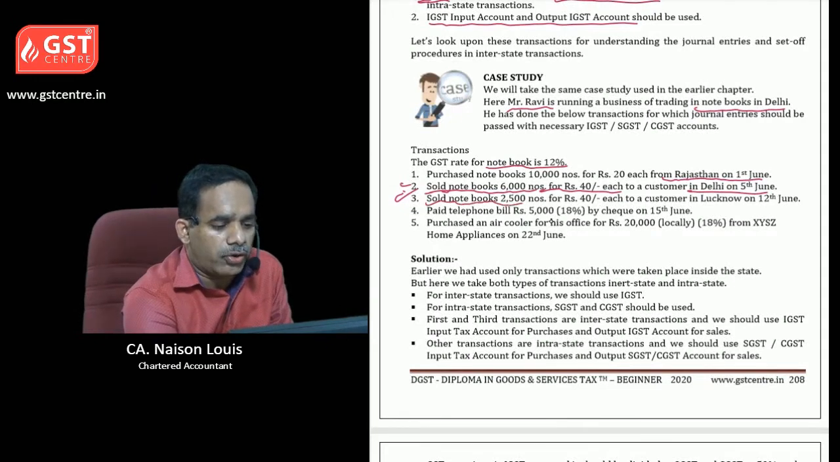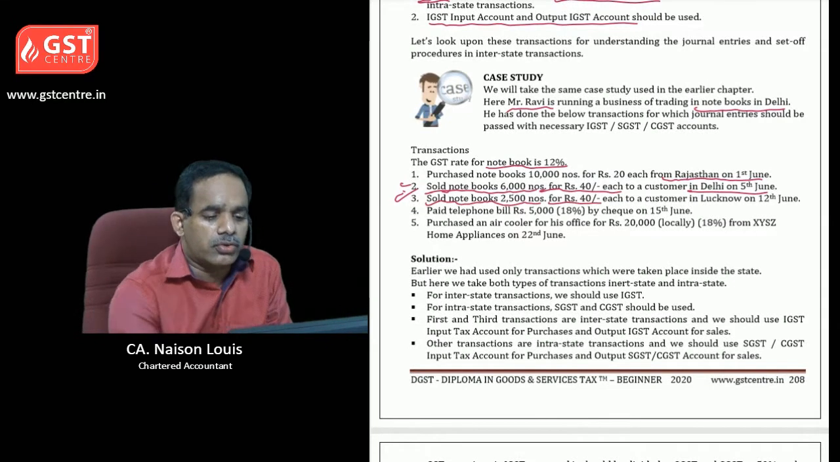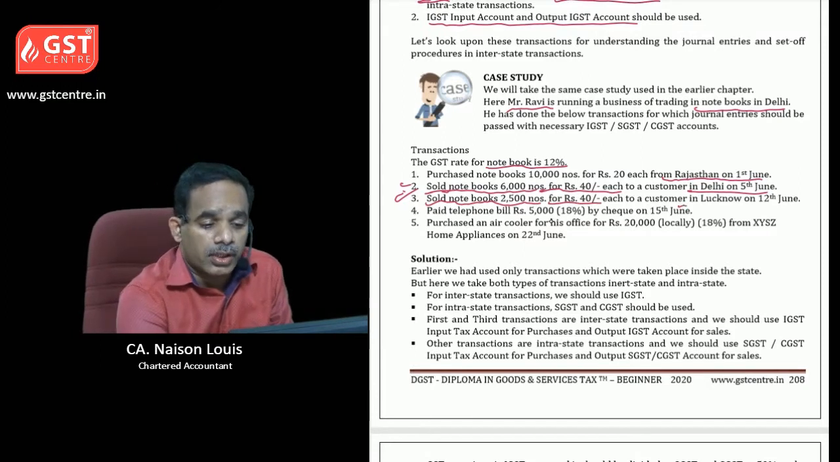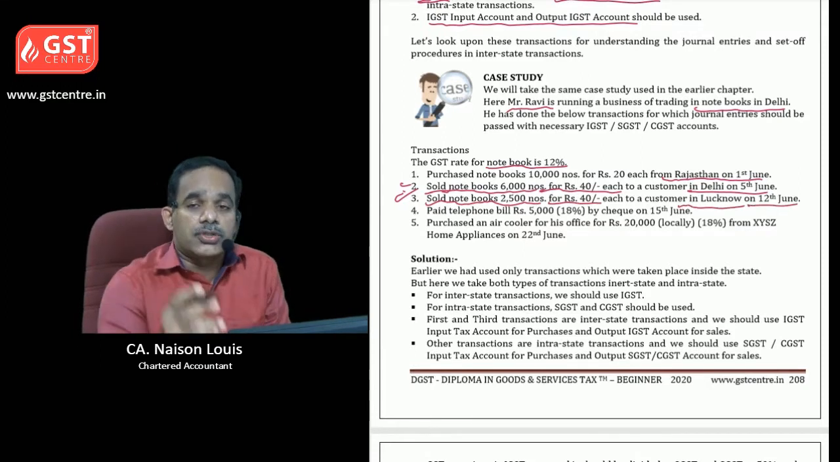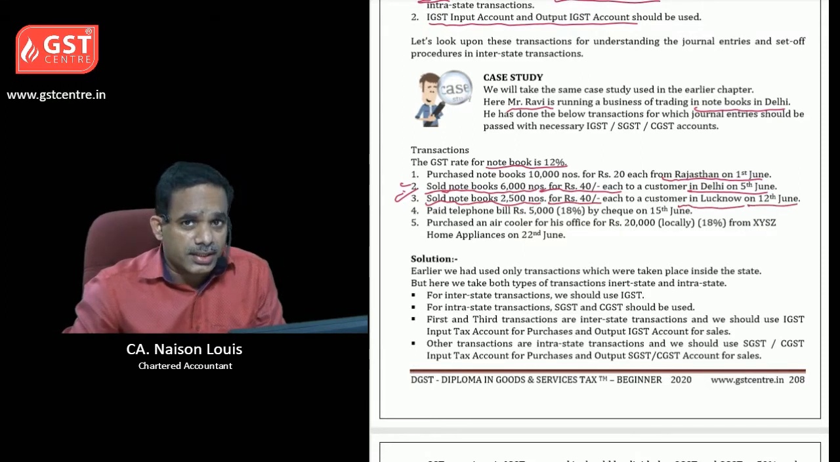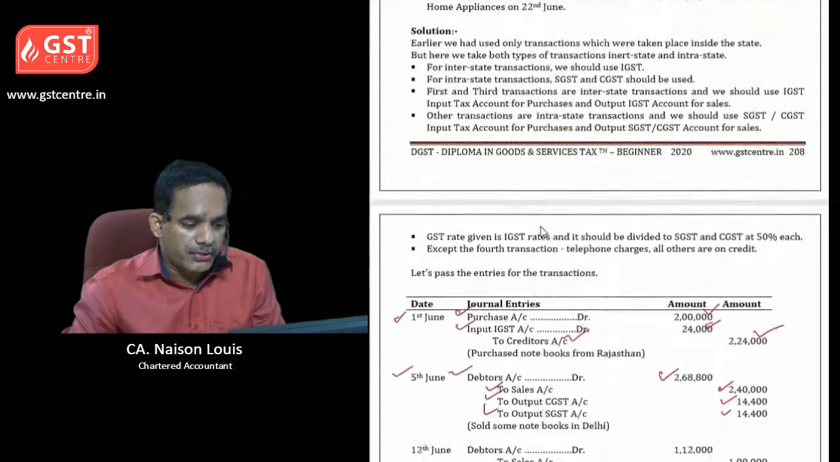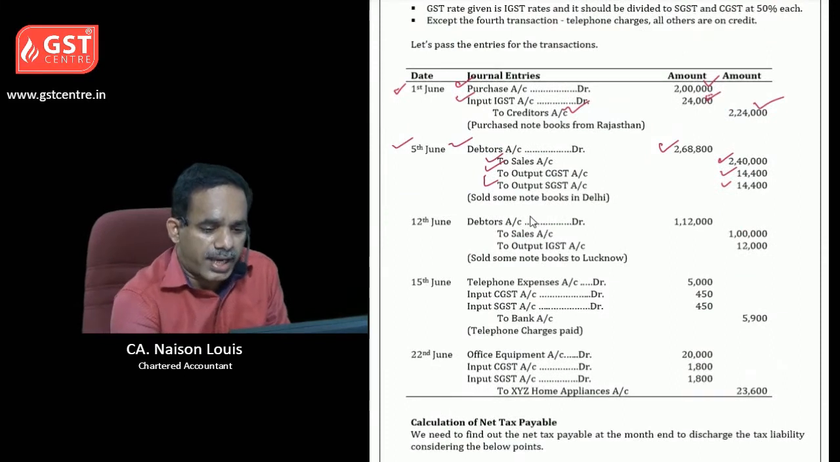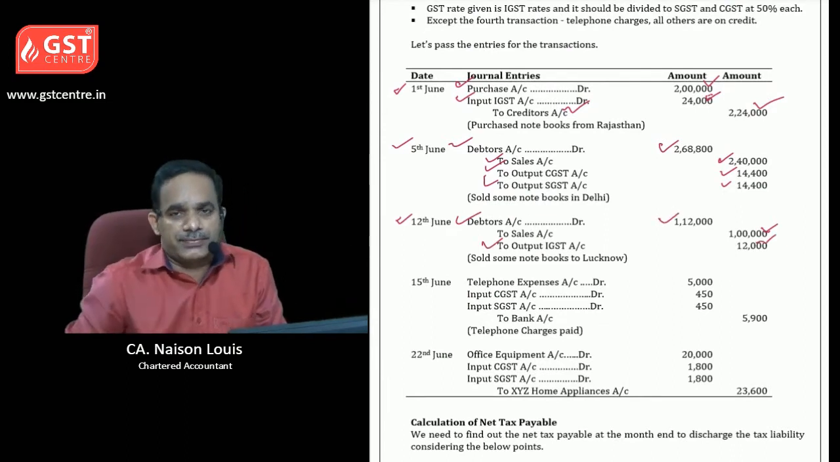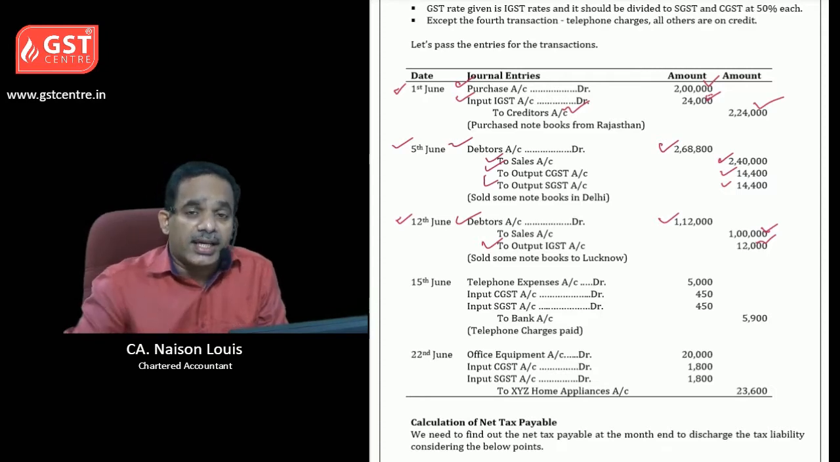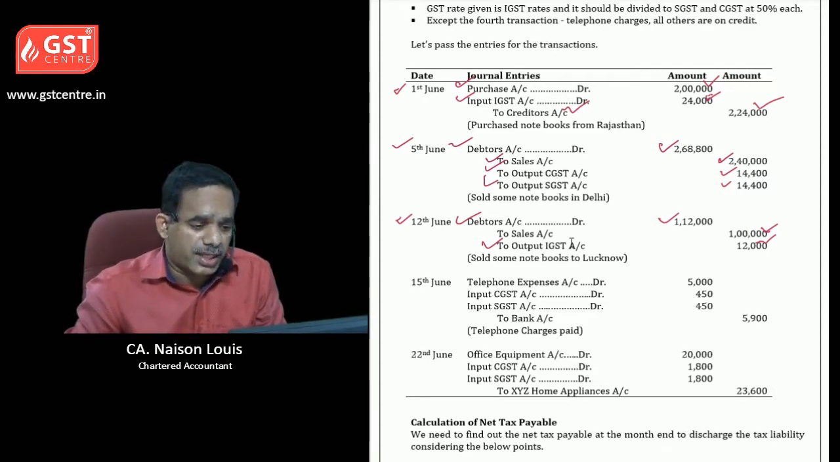Clear? And let us take the third transaction. Here it is sold notebooks, 2,500 numbers into rupees 40 each to a customer in Lucknow on 12 June. So whether it is interstate or intrastate, it is interstate. The sales amount will be 1 lakh. 12th June is the date. Debtors should be debited for 1,12,000, and output IGST account 12,000. Clear? So it is an interstate outward supply or sales.